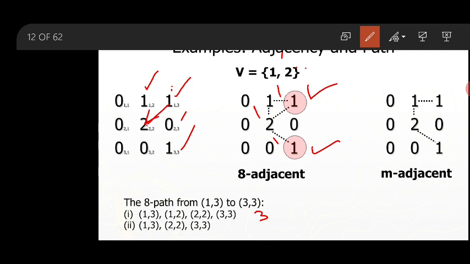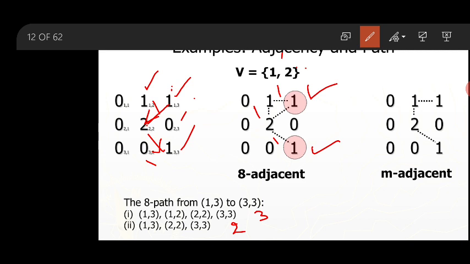Yes, you can go. Okay, now where are you now? 1 3 to 2 2. Right? 1 3 to 2 2. Okay, what is the distance now? 1. Okay, now where are you now? 2 2. Okay, where are you reaching now? You are reaching the destination. Then how much length will it take here? 2 and 3.